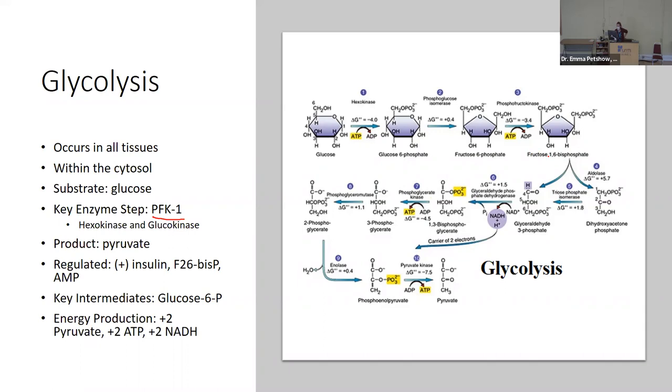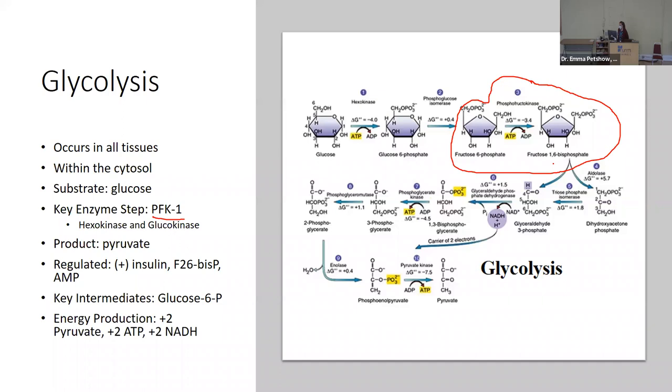So this is your key regulatory step of glycolysis. It's the conversion of fructose-6-phosphate to fructose-1,6-bisphosphate using the enzyme phosphofructokinase. It does use ATP, or energy input. That's part of why it's important.